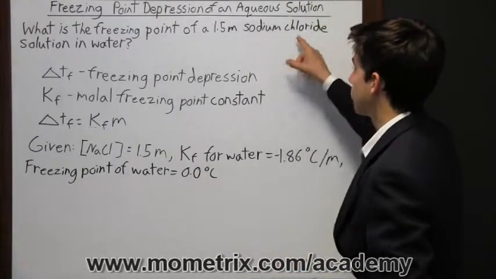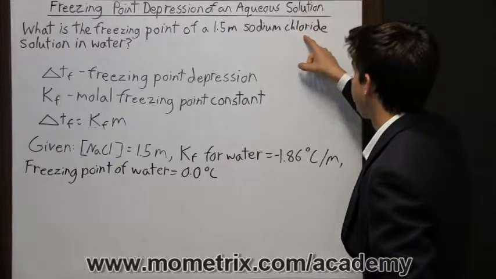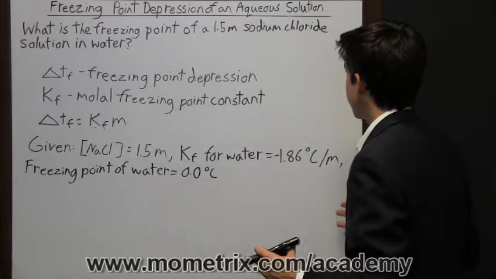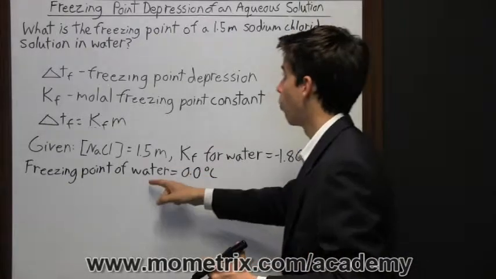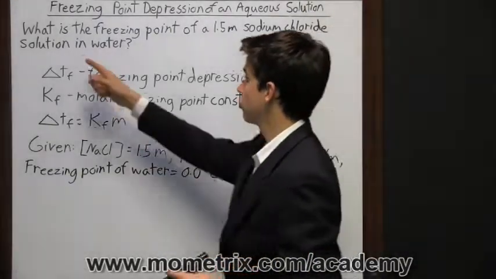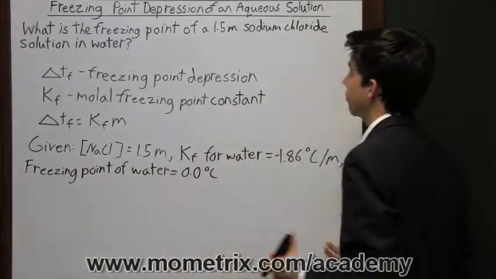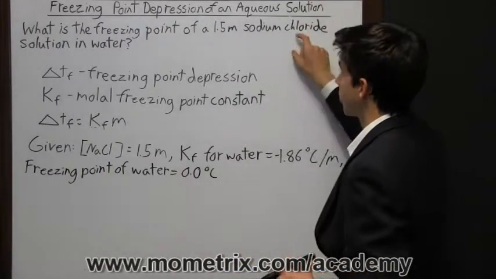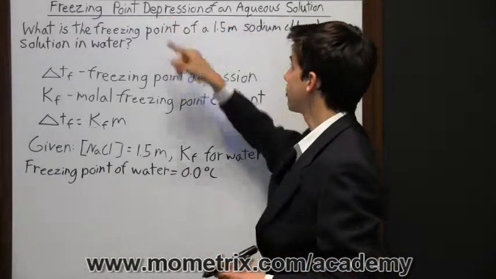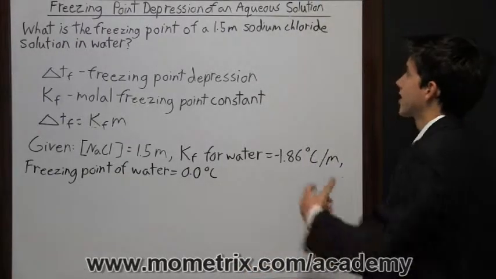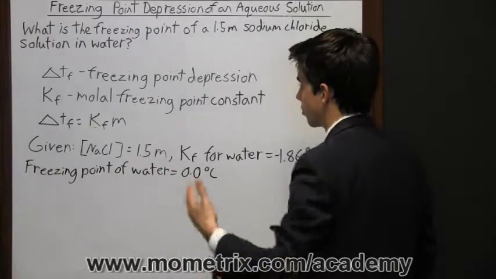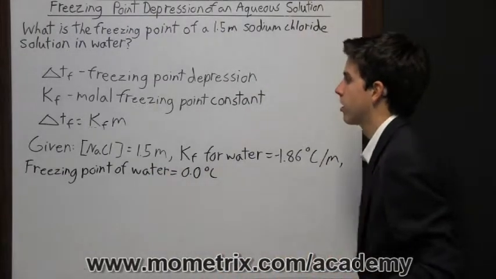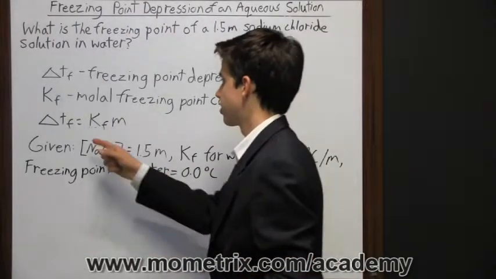We're adding sodium chloride to the water, and the sodium chloride is a solute. And so the sodium chloride, the solute, and the solvent, water, form a solution. And so now we're wondering what the freezing point is going to be because the sodium chloride is going to cause freezing point depression. And we call this an aqueous solution because there's water involved, so the solution is going to be liquid.